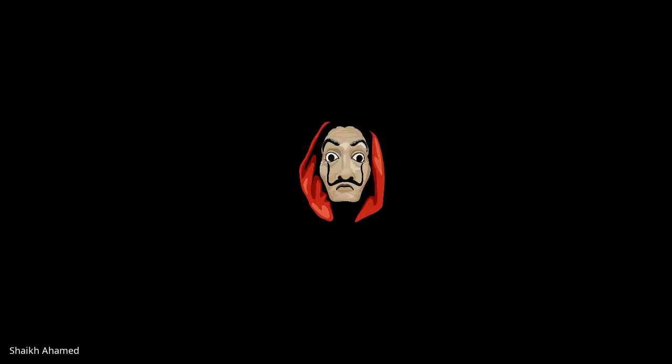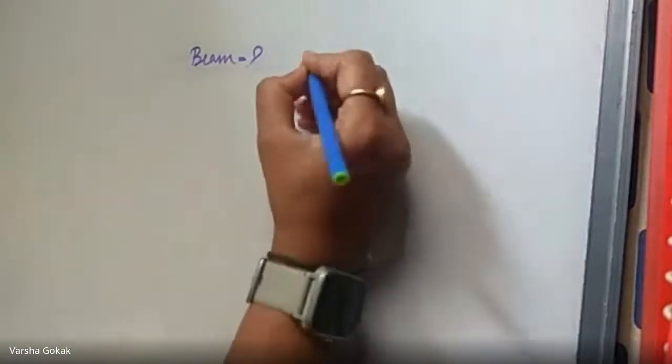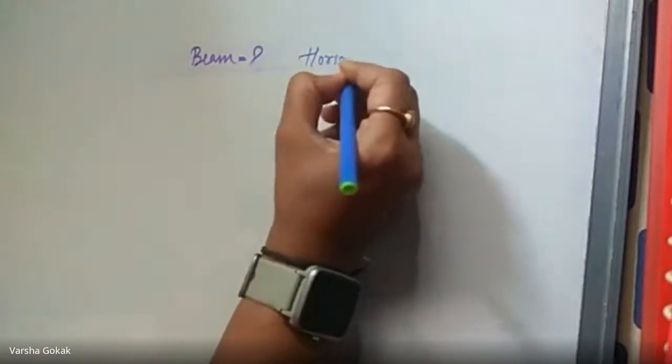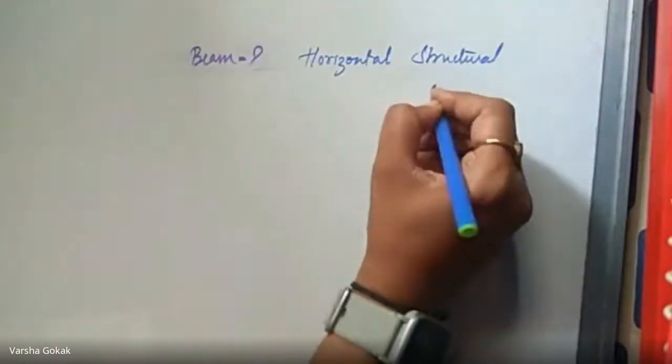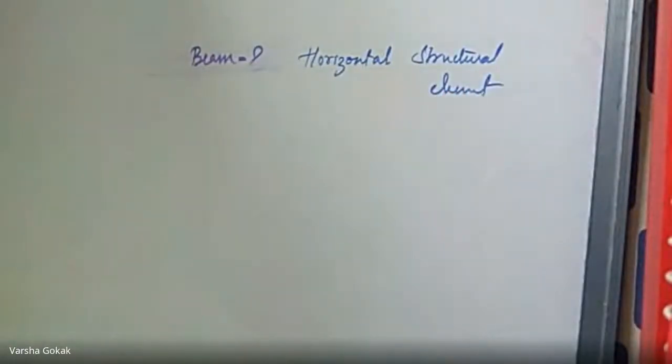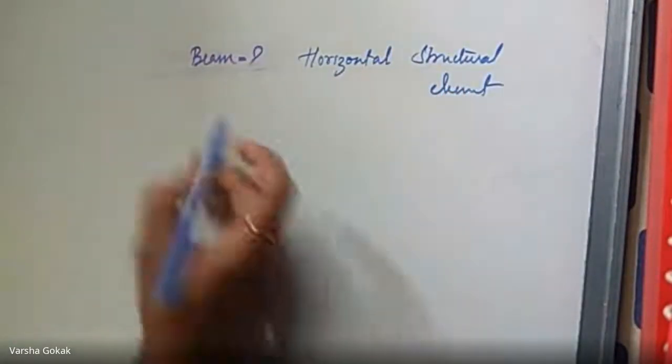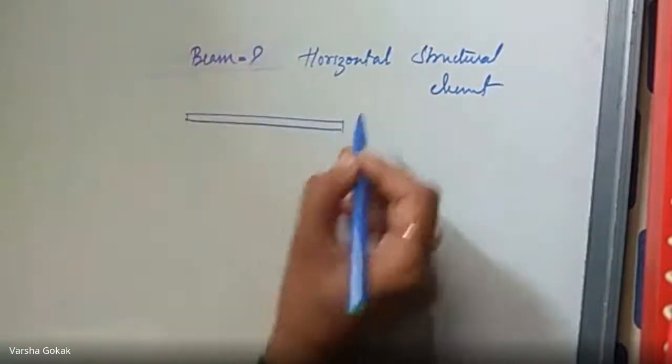Horizontal structure. Yes, it is partially right. Anybody else? Horizontal RCC member. Both are partially right. It's a horizontal structural element. It is an element of a structure, a part of a structure. It is not a structure. A beam is not a structure. It is a part of a structure, so it is a horizontal element.